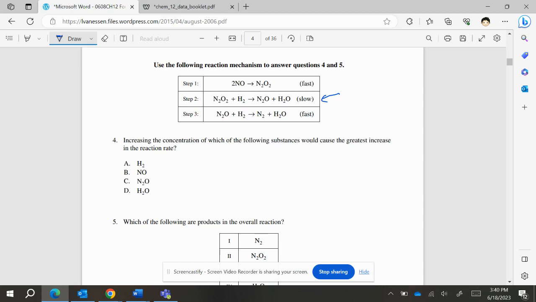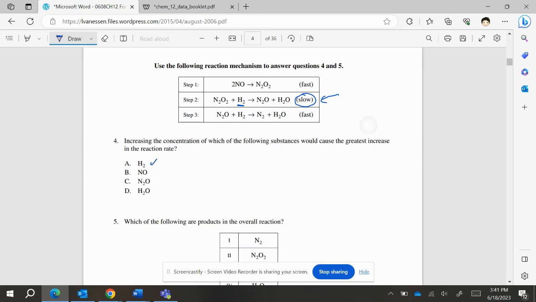Same thing, anything that we do to speed up the slowest or the rate determining step will increase the reaction the most. So if we want to make the reaction faster for the rate determining step, or in other words, this slow step right here, we should probably be increasing the reactants of these things. So which one of them are reactants? Well, we have that H2 as a reactant. What about NO? Can NO be done? No, that will increase the first step, which is not a rate determining step, so that won't help.